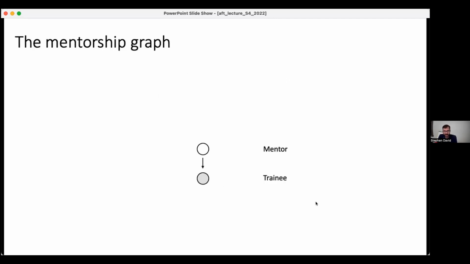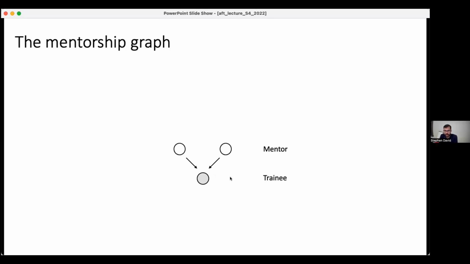Okay, so while we're talking about graphs, mentorship networks are a very nice example of a directed graph, right? You have nodes and you have edges, and there's a relationship there where a mentor in our formulation points to a trainee, in the sense that this mentor is doing something to affect a trainee's career and experience. Okay, and here are two nodes. It's a nice simple network.